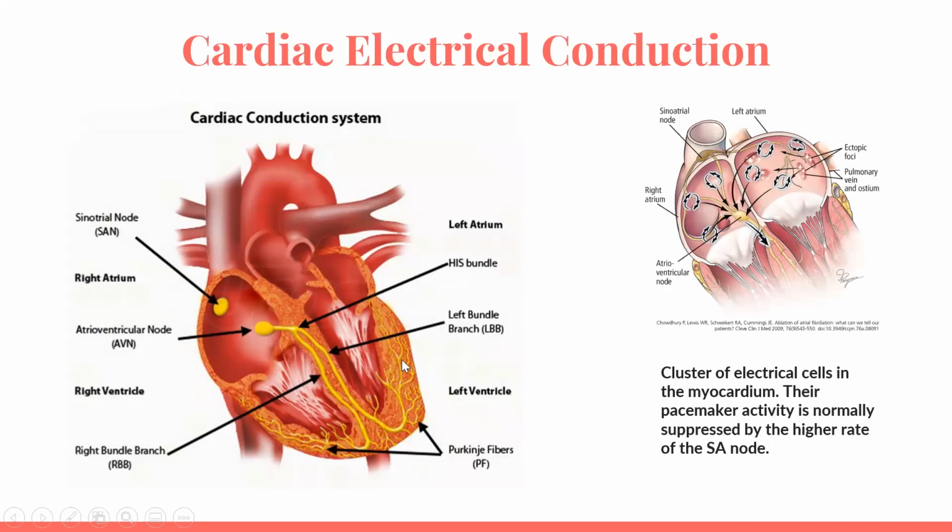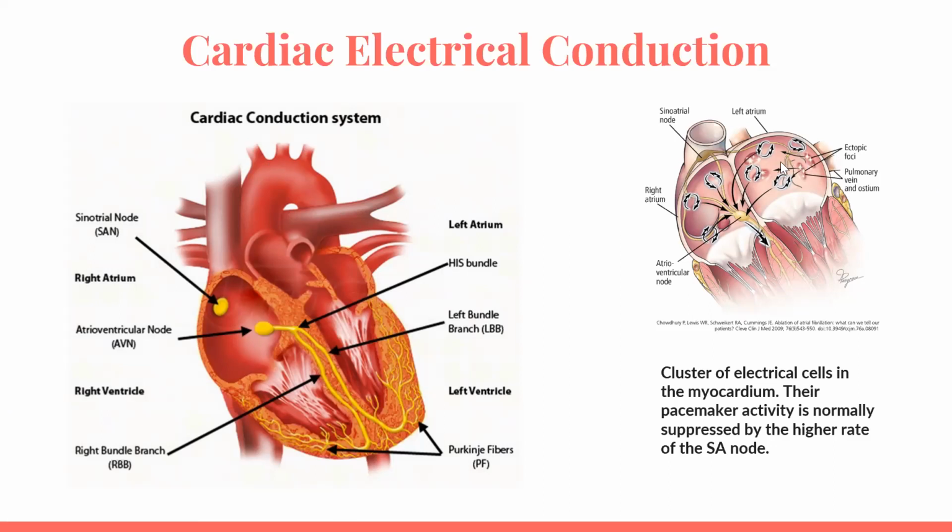In addition to that usual electrical pathway, you also have clusters of electrical cells, and they're known as ectopic foci. So hopefully you can see that over here. I'm very sad I don't have a pointer. Can you guys see my mouse? Yeah, we can. Okay, that helps.